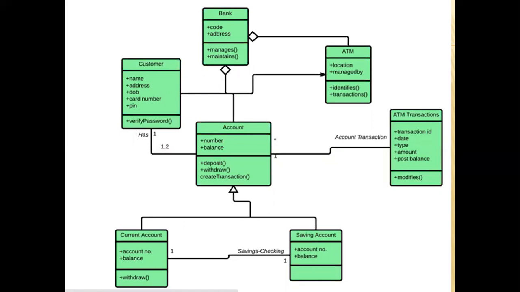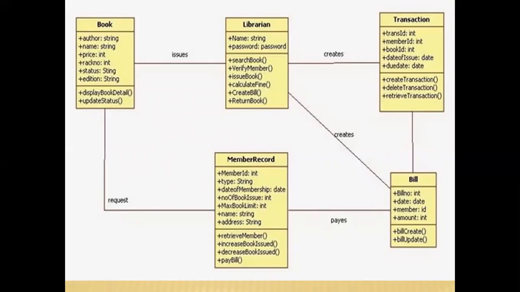Suppose another system is the library management system. In a library system, there are different types of objects. The first one is the librarian. The librarian has some properties and performs some actions. Next is the member record. Member means the student or faculty. It has some properties and performs some actions. Next, if a librarian performs some action, it creates a transaction.